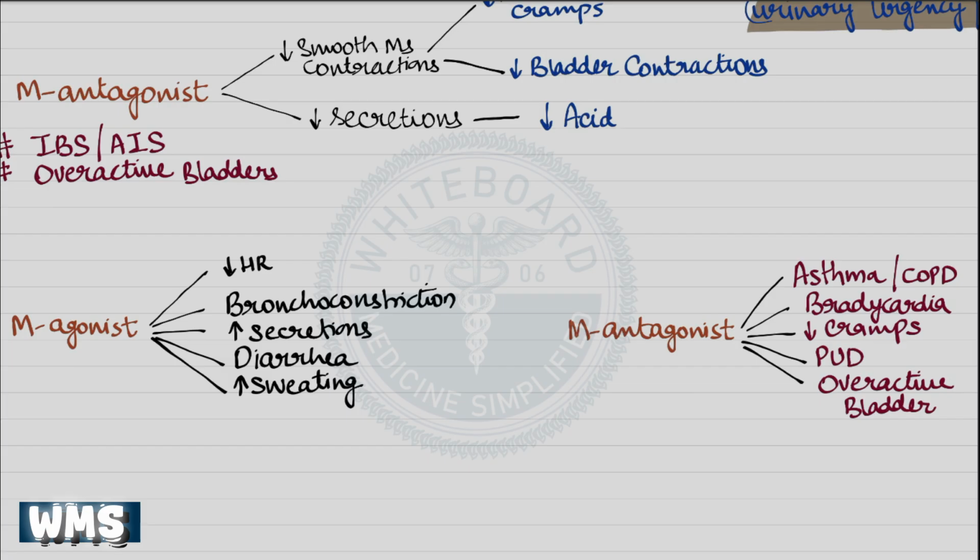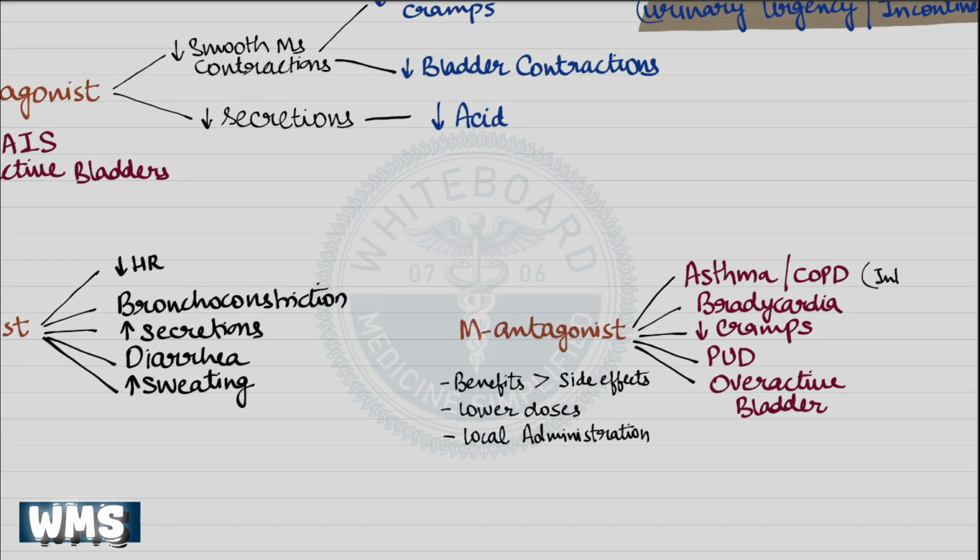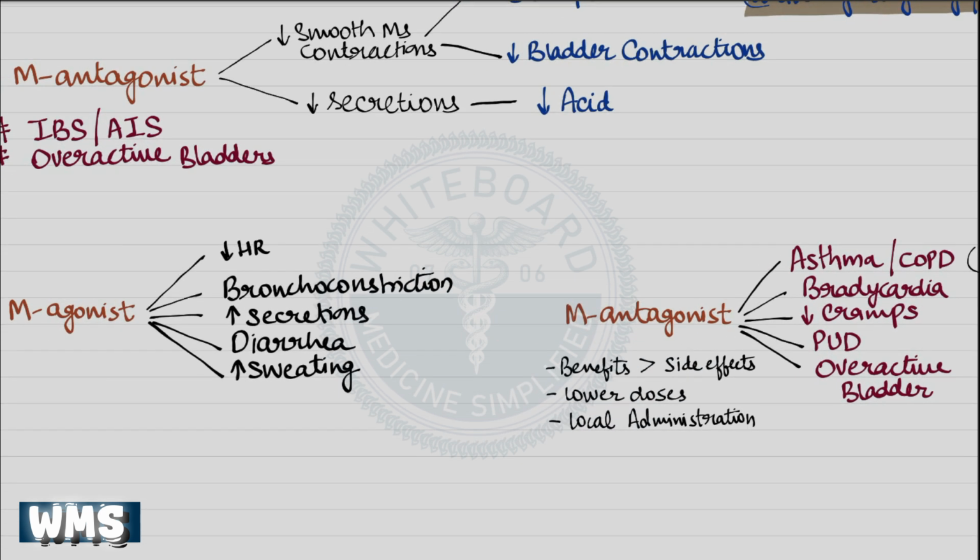We use blockers despite their non-selective nature because in many conditions, the therapeutic benefit in the target organ outweighs the manageable side effects. Also, in clinical practice, we often use lower doses, local administration like inhalers for COPD, or short-term therapy to limit systemic effects. So even though the drugs are non-selective, careful use makes them clinically valuable and relatively safe.